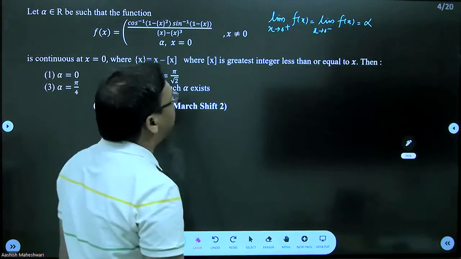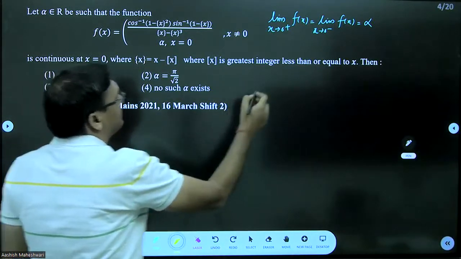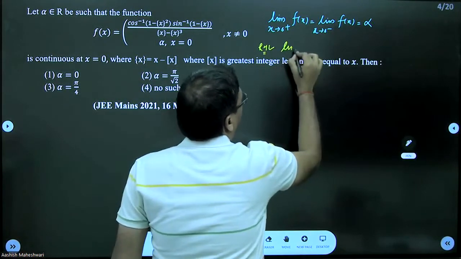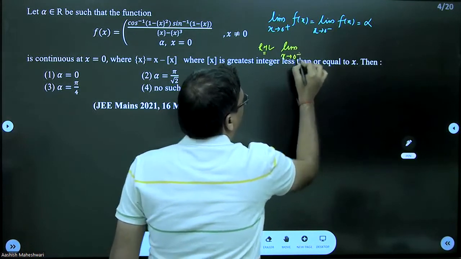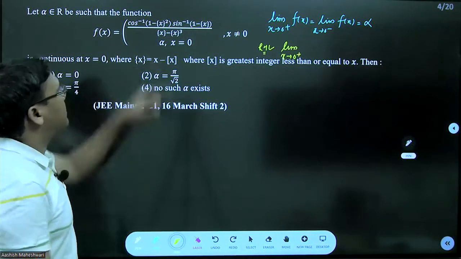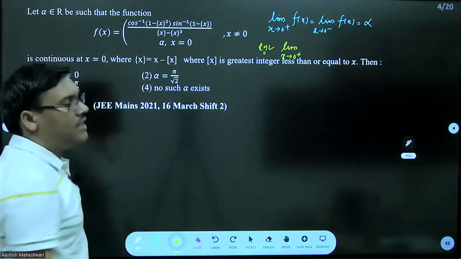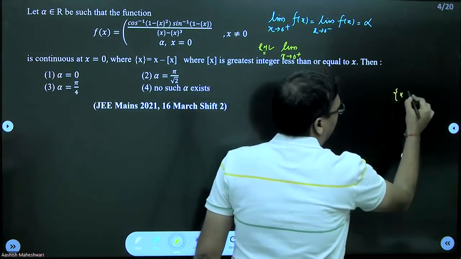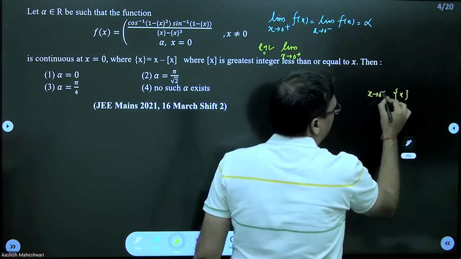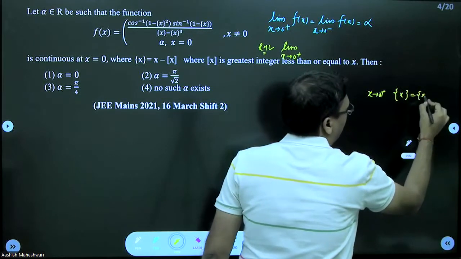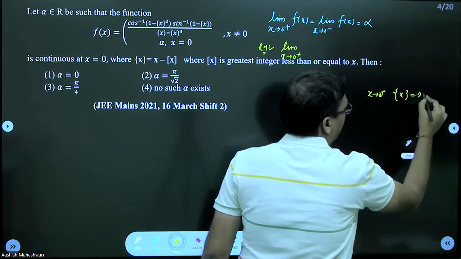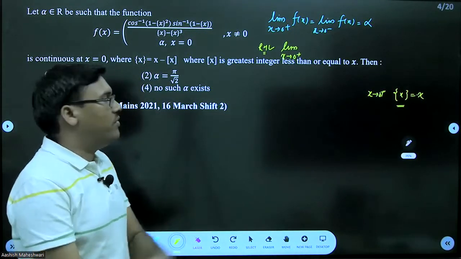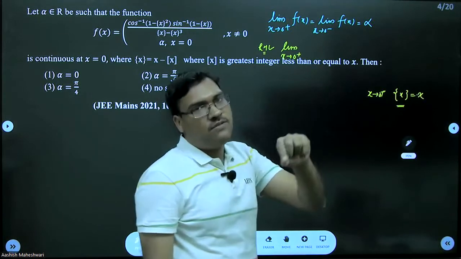So first thing you observe, what is RHL here? If I find the right hand limit, this is limit x approaches 0 plus f(x). Now see, fractional x, if x approaches 0 plus, can we say fractional x will be equal to x only? Fractional x will be equal to x because fractional x is x minus box x, and box x will be 0 when x is 0 plus. The value of box x at 0 plus will be 0.